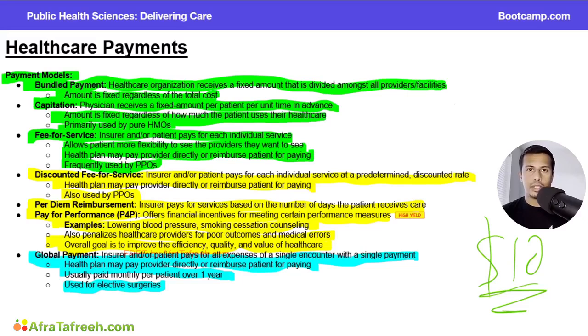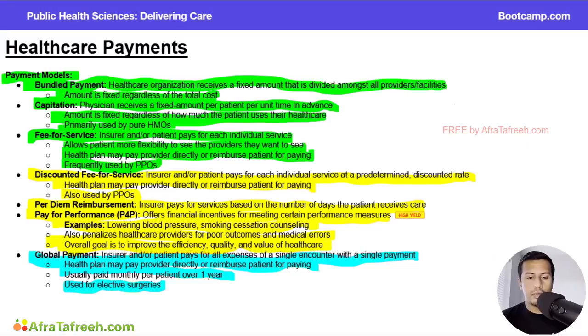Quick recap, this is Unit 3, Delivering Care, and we are talking about healthcare payments. There are a lot of different payment models that we had to go through today. Remember, bundled payment is a fixed amount that is divided amongst all of the providers and facilities. Capitation is a fixed amount per patient per unit time that is paid in advance, frequently used by pure HMOs.